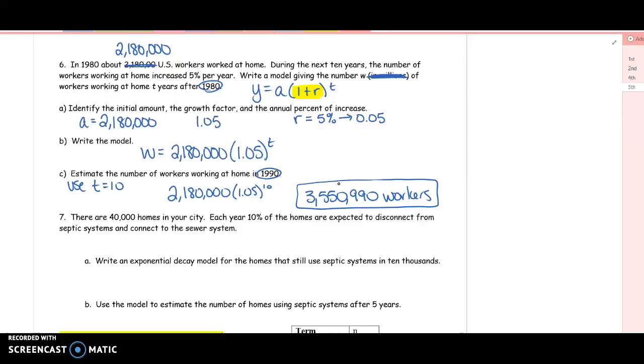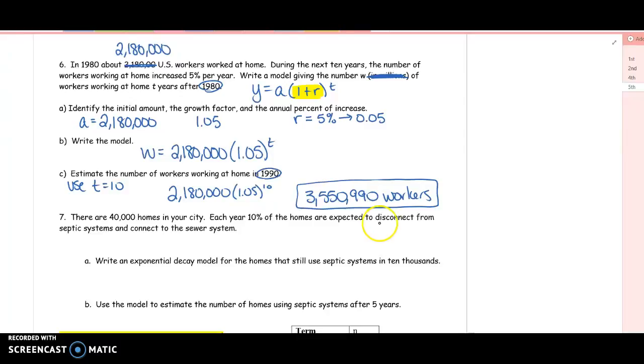Number 7, I didn't read this morning before we actually did this first hour, and I realized after I read the problem, we're talking about poop. Yep, we're talking about poop in math class. There are 40,000 homes in your city. Each year, 10% of the homes are expected to disconnect from septic systems and connect to the sewer system. I think I might rewrite this problem next year. So it says each year 10% of the homes are expected to disconnect from cable service. I feel like that's more relevant to right now. And I feel like you guys don't care about septic systems and sewer systems, but whatever.